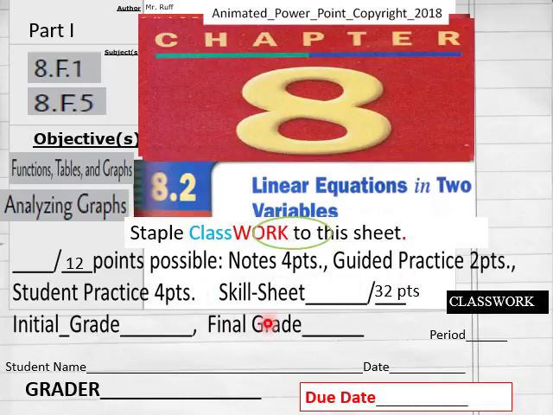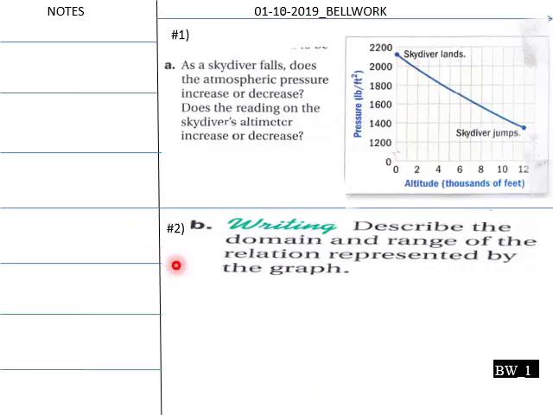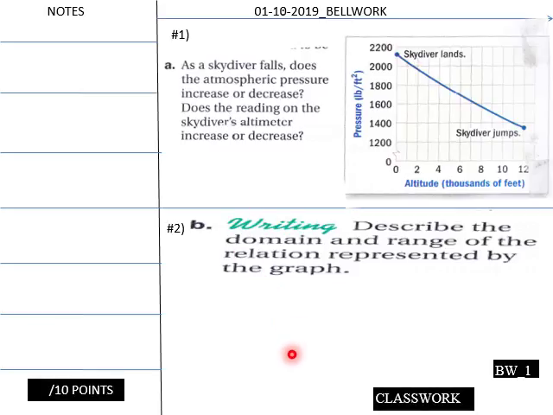And we have a 32-point classwork sheet today and a 12-point notebook-taking guide available at the email. Teachers, today's bell work is here. Give your students a writing task, and then: as a skydiver falls, does the atmospheric pressure increase or decrease? They're supposed to interpret this graph. Give your students 6 minutes on this.